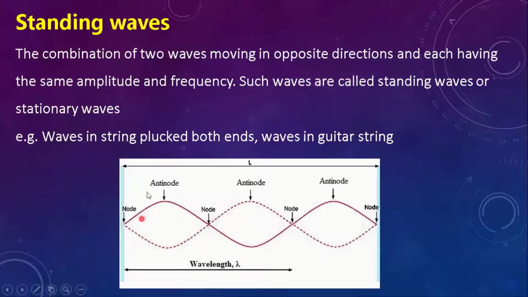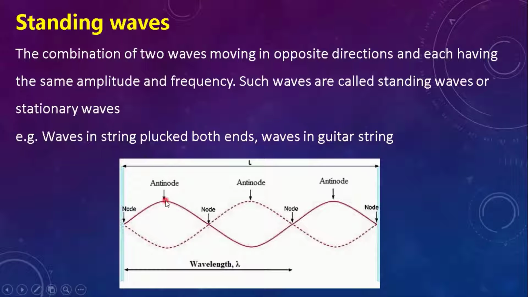A standing wave is a combination of two waves traveling in opposite directions, and both waves have the same amplitude and frequency. It is like this. It is going here, and there is something that stops it. Again, it is reflected back. The reflection will occur, and again it is coming here, and again it is going. So like this, the wave remains in between two points. This is also called a stationary wave.